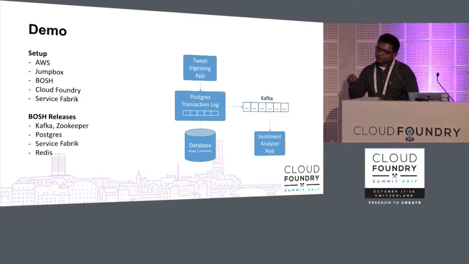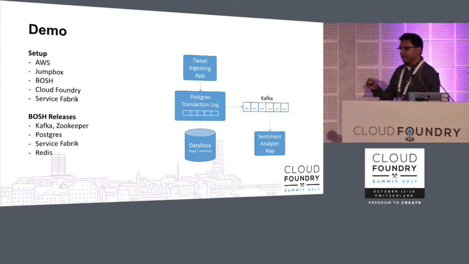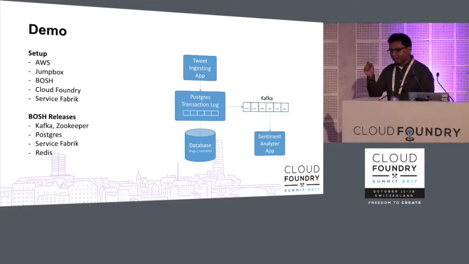The demo scenario goes something like this: we have an app which is basically ingesting tweets, which is pushing these tweets into the Postgres. And so it generates some kind of a transaction log. And then there is this WAL decoder sitting on the Postgres node, which is decoding these WAL messages and pushing them into Kafka. And then we have a sentiment analyzer app sitting there, hooked into Kafka, trying to do some kind of very basic sentiment analysis. That's not the problem we are trying to solve here.